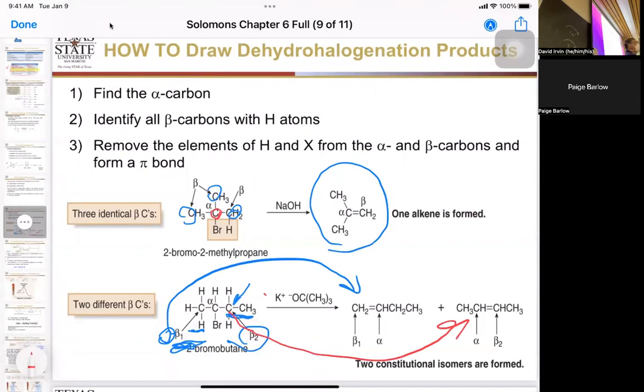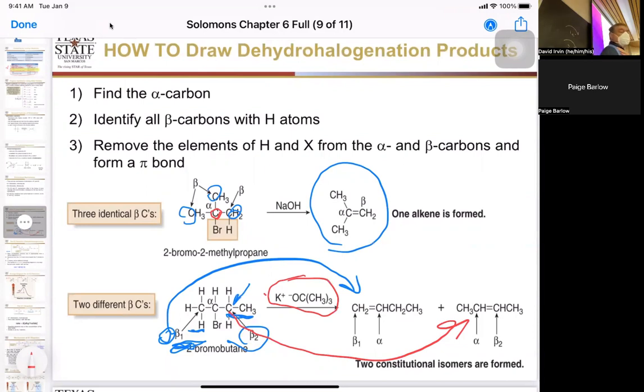So we have 2 constitutional isomers. Okay, they're hooked in different ways. So they're just constitutional isomers. I also want you to notice this base we're using. What did I call that? I call it a non-nucleophilic base. This is t-butoxide, a non-nucleophilic base. We're going to see this a lot.